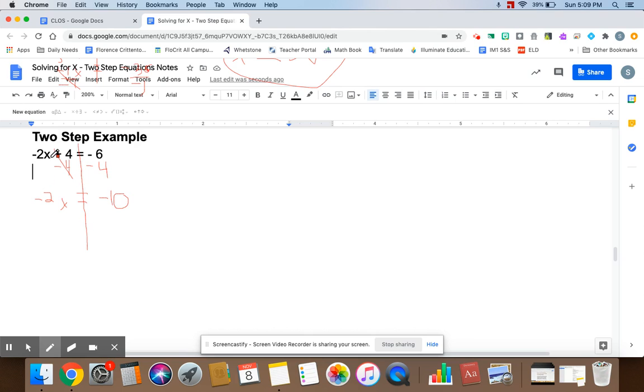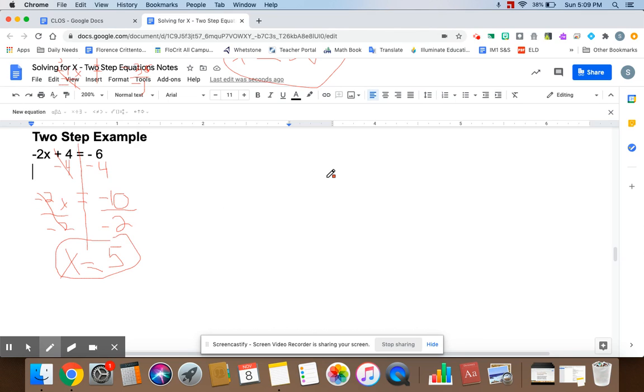And what's my next step? To get rid of the negative 2 that's being multiplied to the x, I divide both sides by that negative 2. Negative 2 divided by negative 2 will eliminate and become 1x, which will equal negative 10 divided by negative 2, which is positive 5.